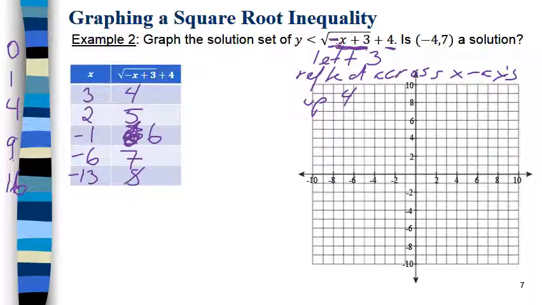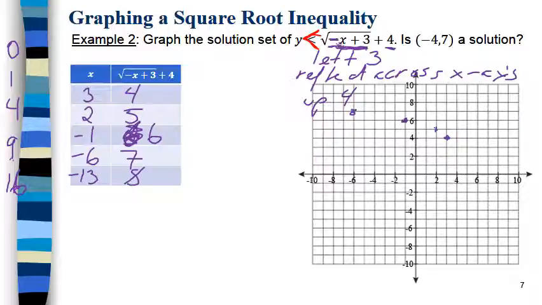Okay, so this is a strict inequality, right? Y is strictly less than this equation, so that means I'm going to do a dotted line. So I go to 3, 4, so 3, 4 is here, and then 2, 5, and then negative 1, 6, and then negative 6, 7, and then I'm off my graph.